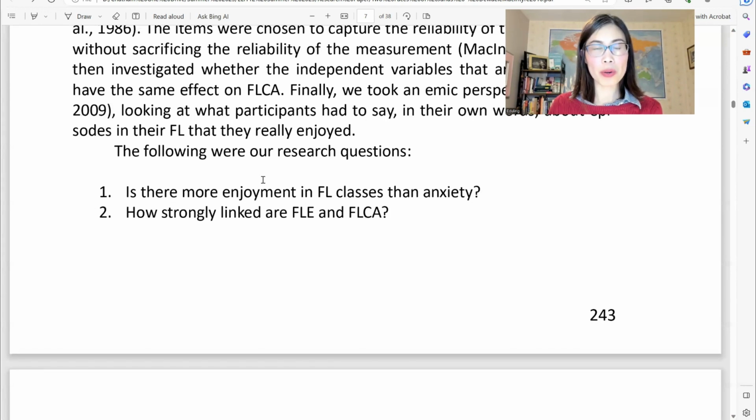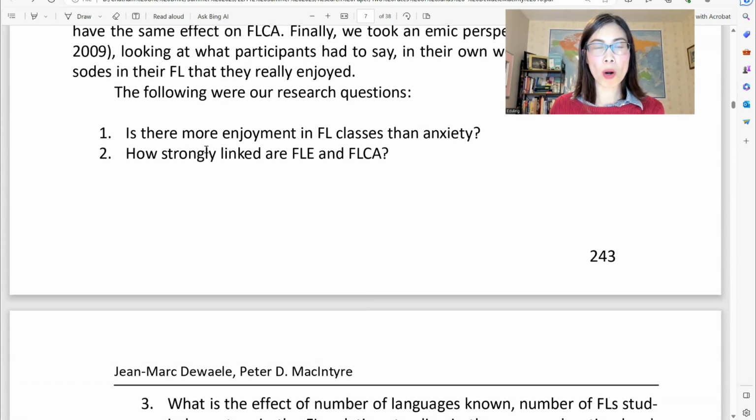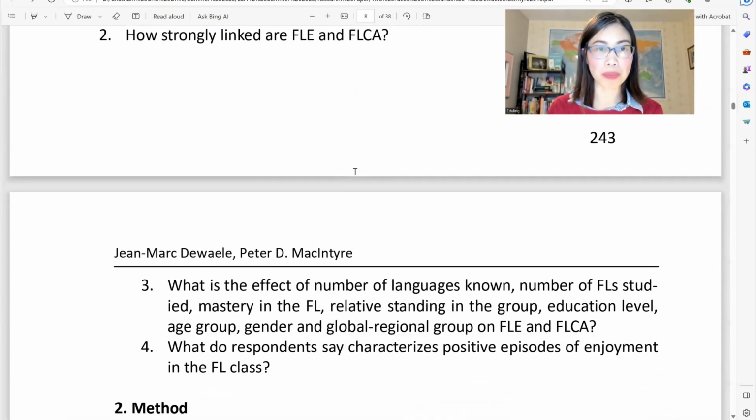So what I want to show you are the research questions. And in your paper, you should do the same. You should list your research questions. Let's take a look at theirs here. Is there more enjoyment in foreign language classes than anxiety? How strongly linked are foreign language enjoyment and foreign language anxiety? They want to see the relationship between these two variables, or these two factors, to see if there is a correlation, and I can explain that concept later.